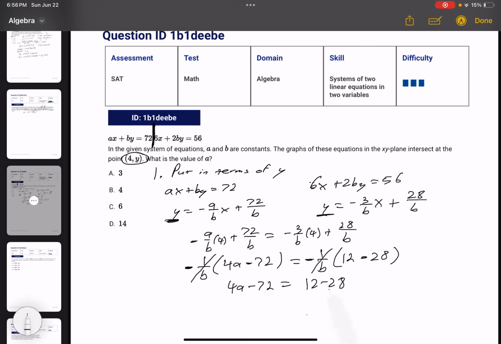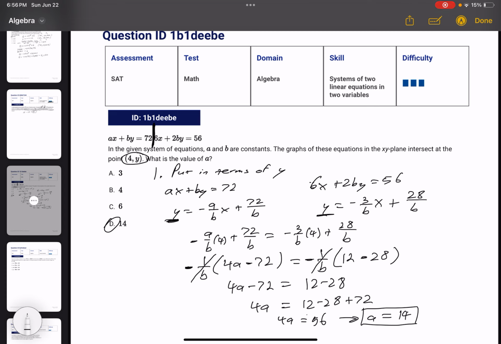We're going to simplify this side here, and that's going to be 4a is equal to 12 minus 28 plus 72. 72 plus 12 is 84. 84 minus 28 is equal to 56. And we have a is equal to 14. And as we can see, that's answer D for this problem.